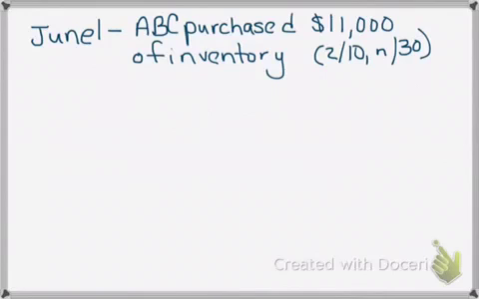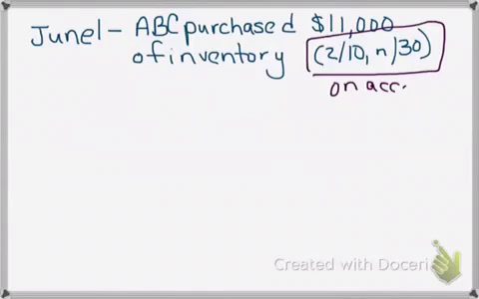So the first entry that we have is June 1st. ABC purchased $11,000 of inventory, and it gives us terms. Now, when it gives us these terms right here, what those terms mean is on account. So that means that we are going to have to pay this later. So on account, accounts receivable or accounts payable. In this case, it's accounts payable because we have made a purchase. So our P's are going to stay together.